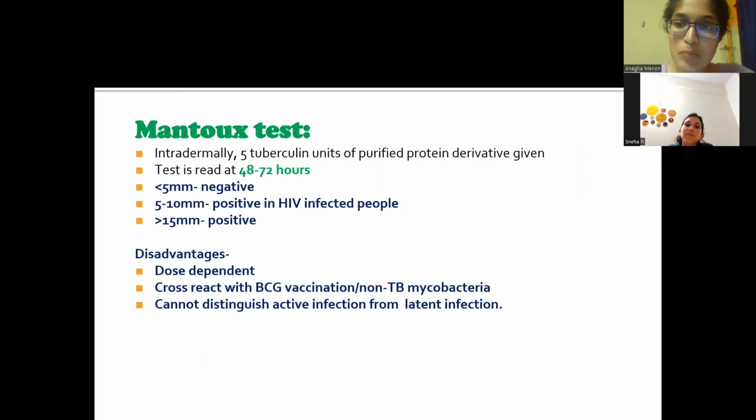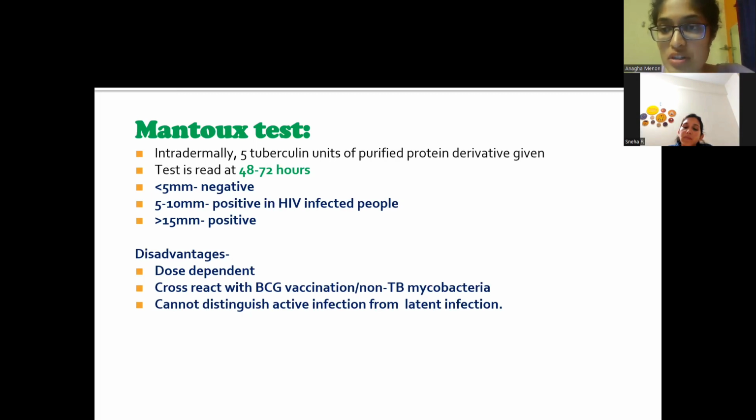I thought it would be important to mention what happens in the Mantoux test because it's so commonly performed. It's basically a screening test. You inject the tubercular protein, that is the purified protein derivative, 5 tuberculin units, okay? And you have to give it intradermally. Based upon the measurement, if it's more than 15 millimeters, it is positive.